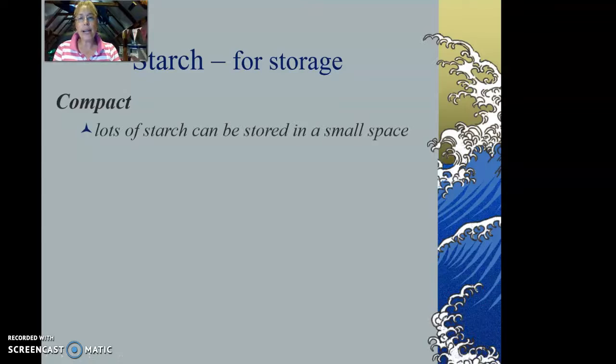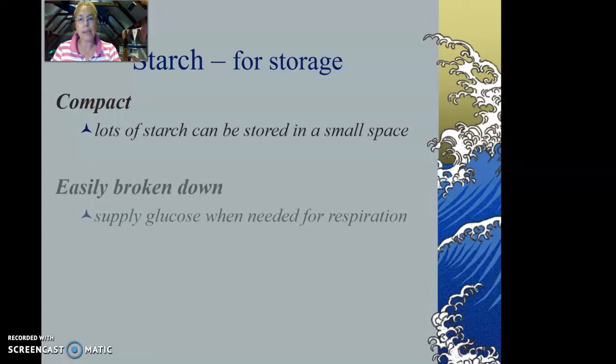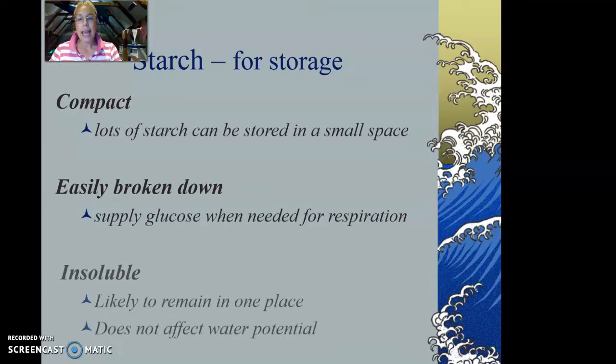Okay, starch for storage. Now it's really, really important to link the structure and its properties with what it's used for. So we said it's very compact, so we can put a lot of starch in a very, very small space. It's easily broken down, and that's important because this supplies glucose needed for respiration. And of course it's insoluble, so that allows it to remain in one place rather than moving around the plant, and it also doesn't affect the water potential or the osmotic processes of the plant.